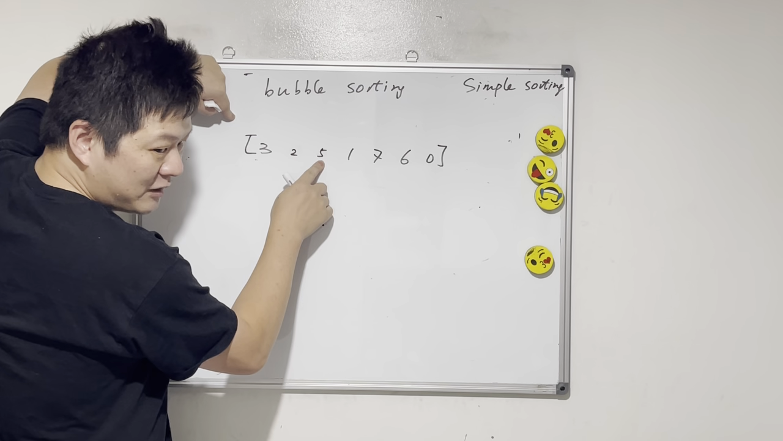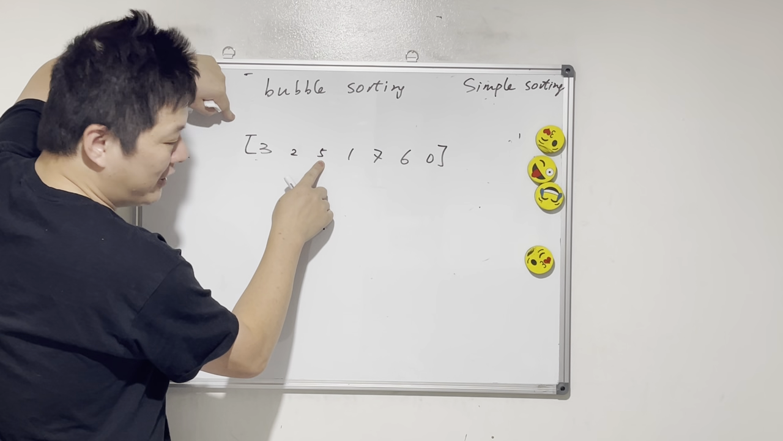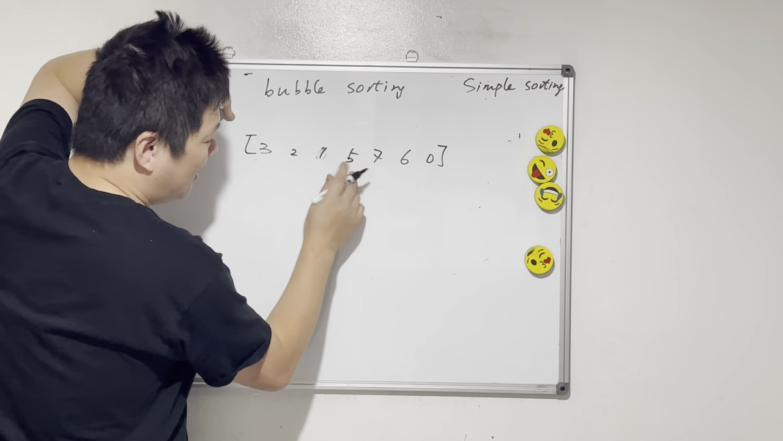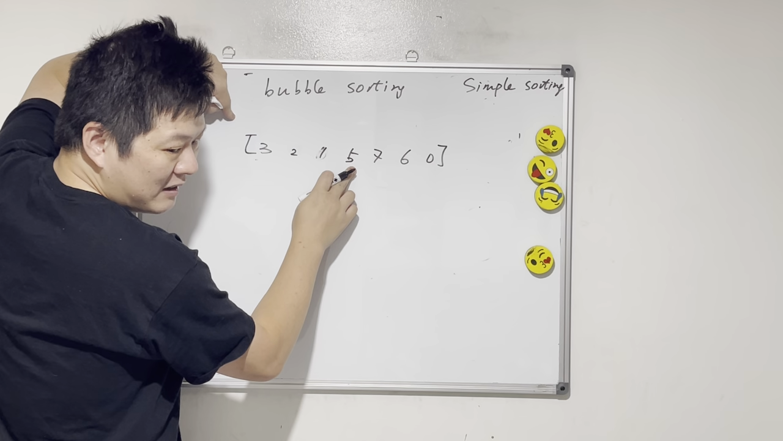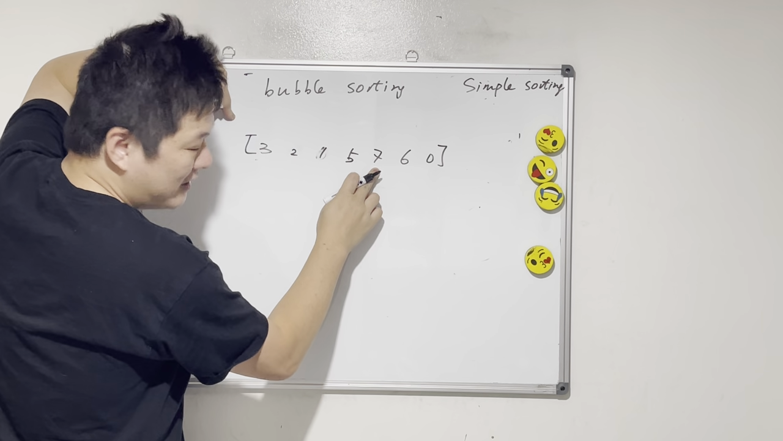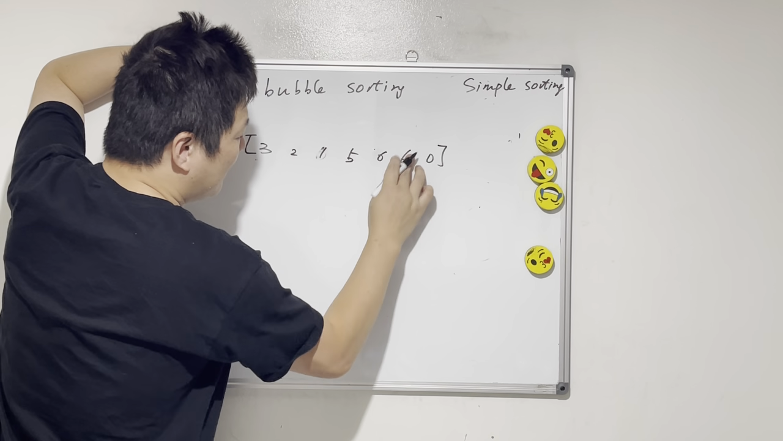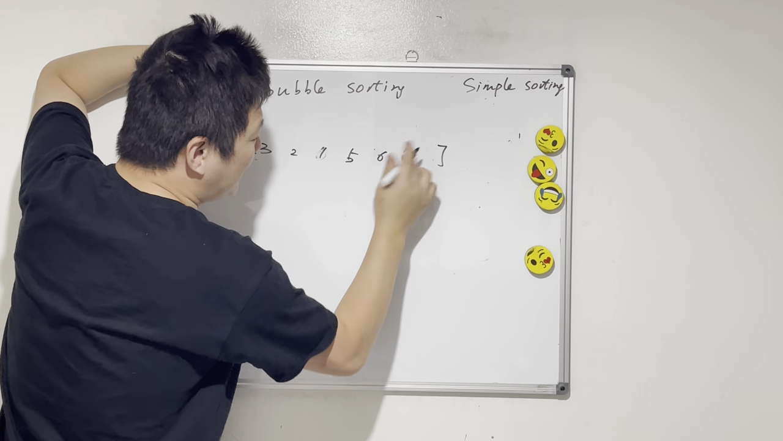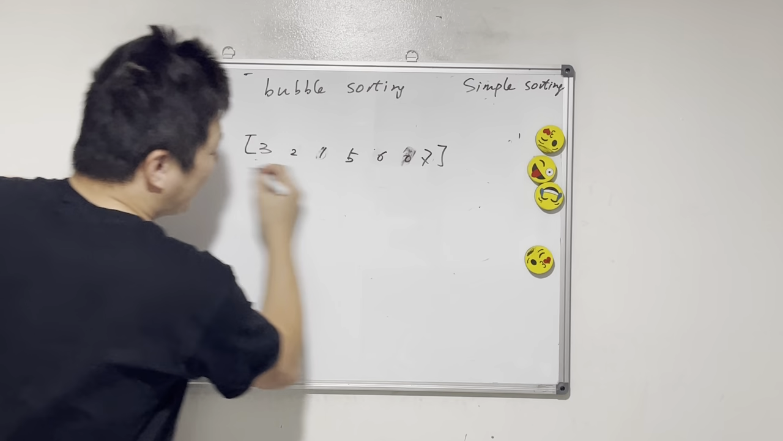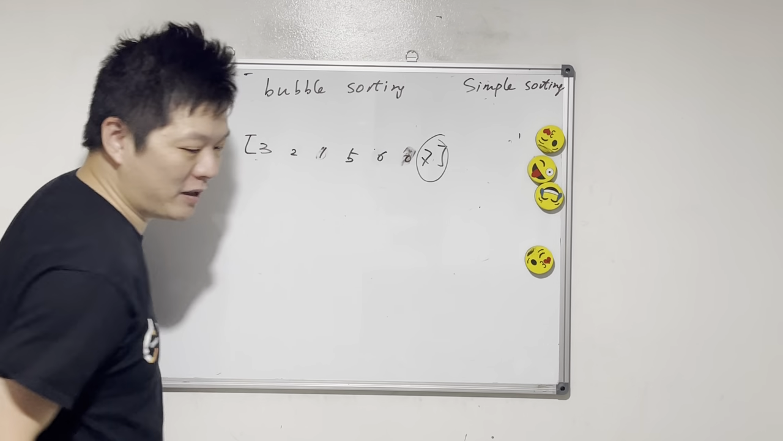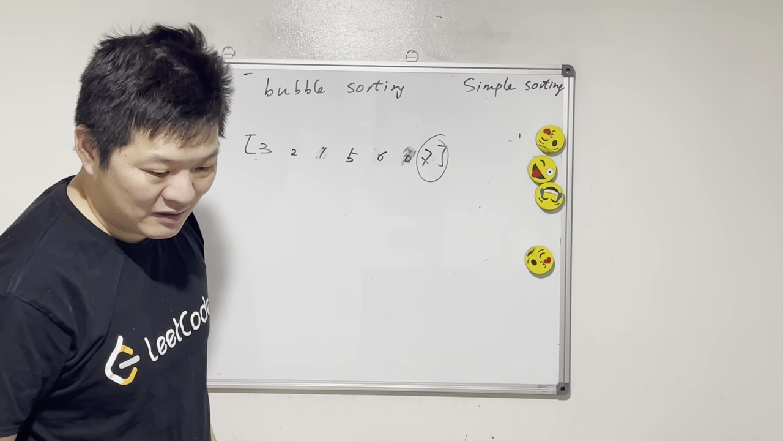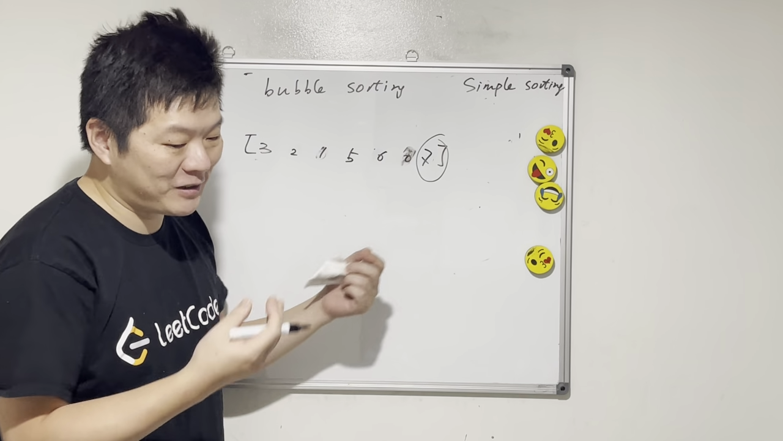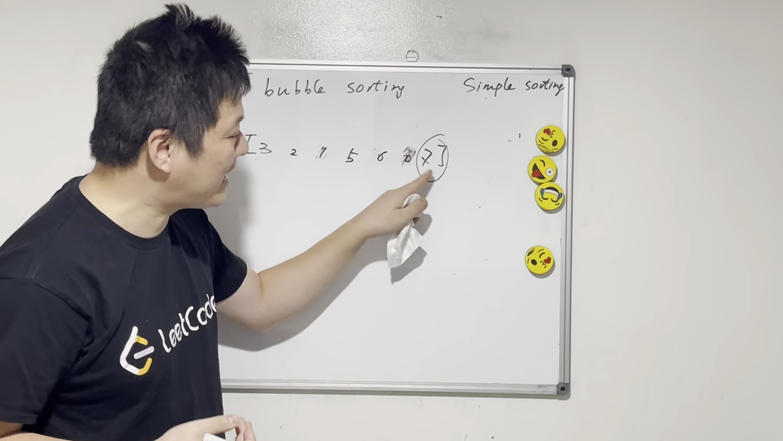This one, are we swapping it with the next one? Yes. Next, are we swapping? Nope. Are we swapping it? Yes. Are we swapping it? Yes. So do you see what I'm doing here? Once I go through this, the last number would be what? The largest of the unsorted list, right? So this is the largest.